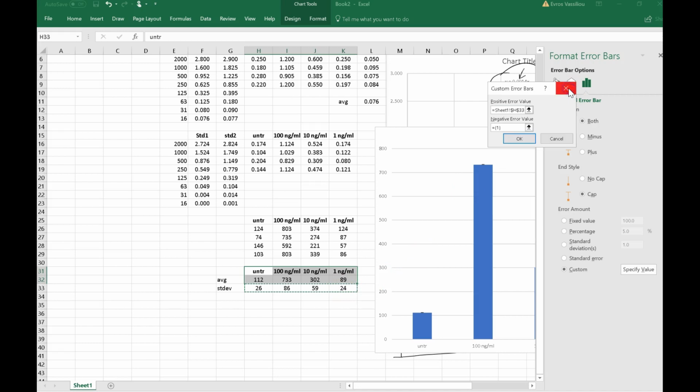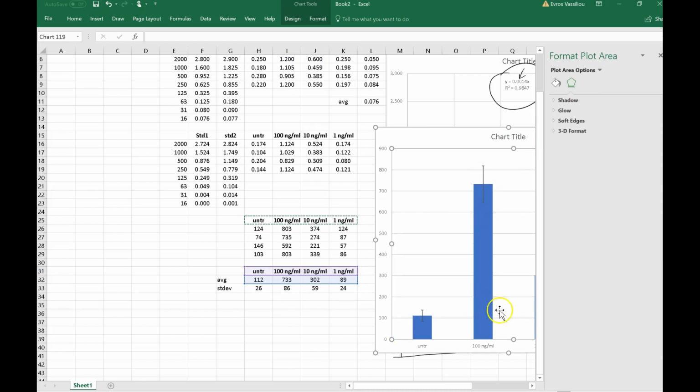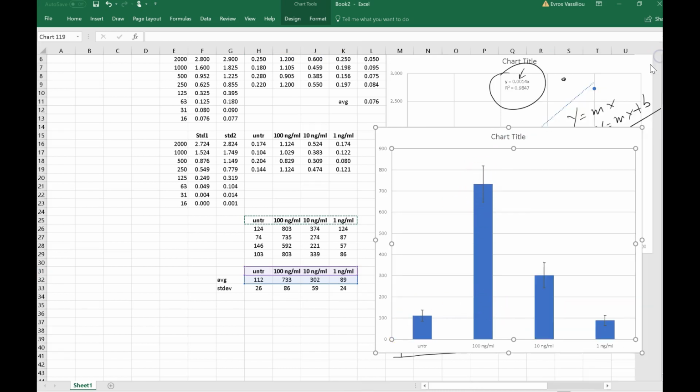And just press on the X and do the same thing for the negative. Positive or negative is the same thing. And then highlight it again. Click on the X and just say OK. You see how it puts it there now? You see how they popped up? You see my error bars?